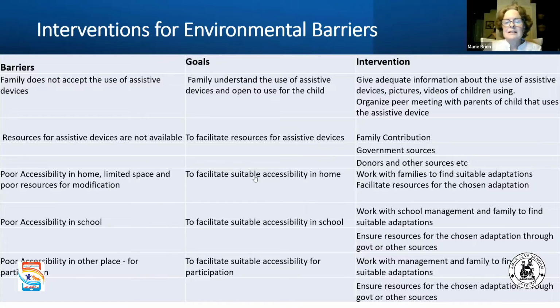We also look at the accessibility within the home if there's need for modifications. So we work with families to find suitable adaptations that they will accept, and we facilitate those resources within their community. For the school, when the school is not accessible, we work with school management and the family to find suitable solutions and suitable adaptations, and also look at the resources that are available for adapting the school environment. So everything is geared towards changing the environment to facilitate participation.